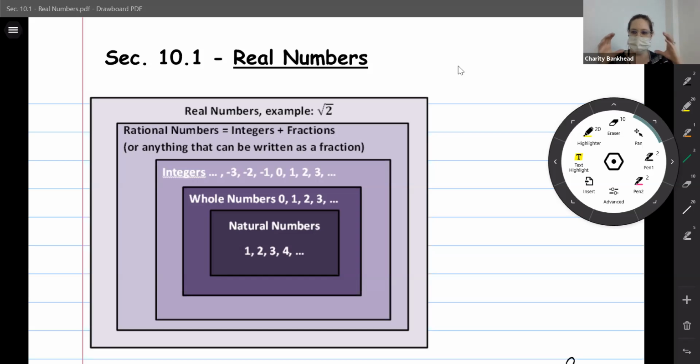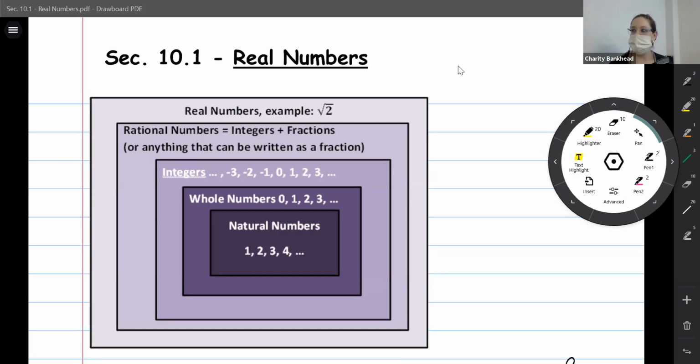And then outside of that, we have the set called the whole numbers. There's literally only one number different between the natural numbers and the whole numbers, and that number is 0. So the whole numbers includes 0, the natural numbers does not. Then outside of that, we have the integers, and we talked a little bit about integers before. The integers includes all of the whole numbers, plus all of the negative whole numbers as well.